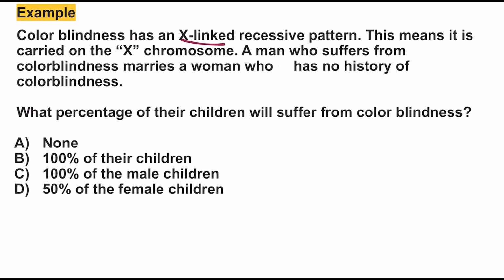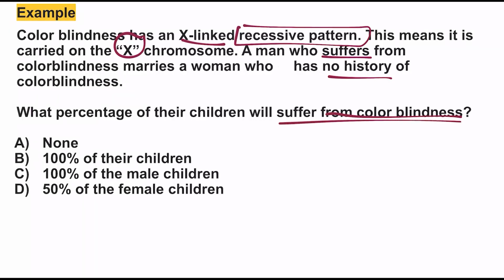Color blindness has an X-linked recessive pattern. This means it is carried on the X chromosome. A man who suffers from color blindness marries a woman who has no history of color blindness. What percentage of their children will suffer from color blindness?